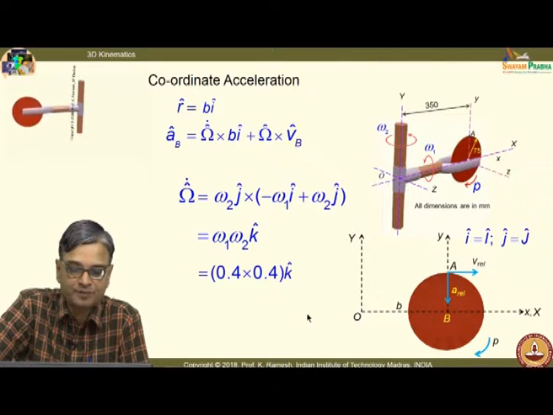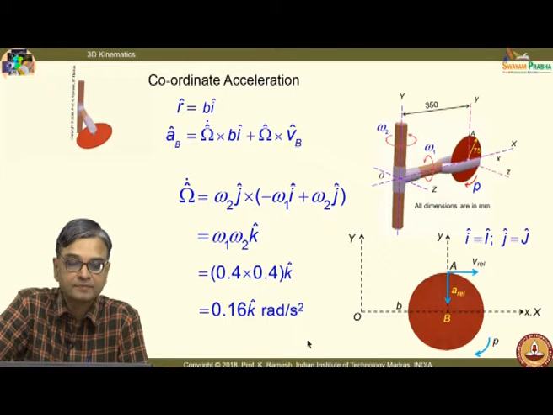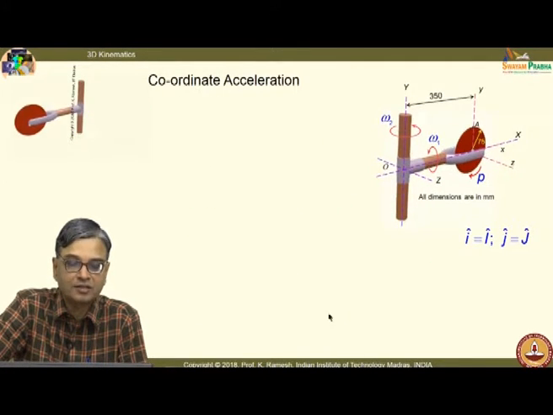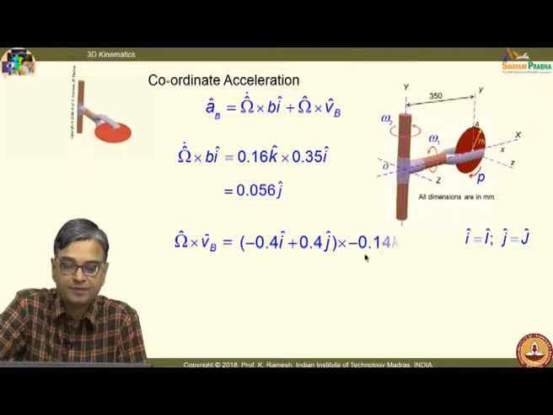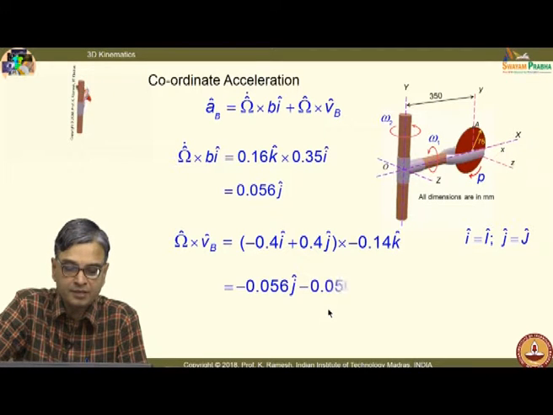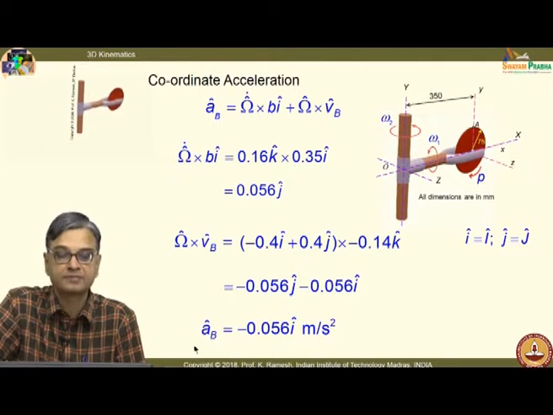So, I have this value substituted and I get this as 0.16 k radians per second square. All the other quantities I can put, omega cross V b and so on and so forth. So, I have this as 0.056 j and I get omega cross V b, the values are substituted and this turns out to be minus 0.056 j minus 0.056 i. So, I finally get A b as minus 0.056 i meters per second square. So, I have been able to get the coordinate acceleration.